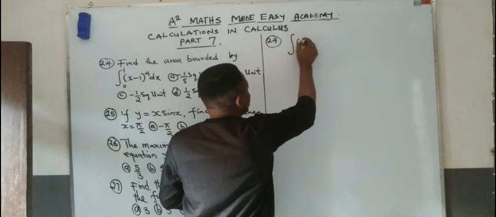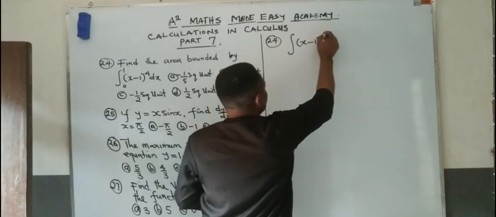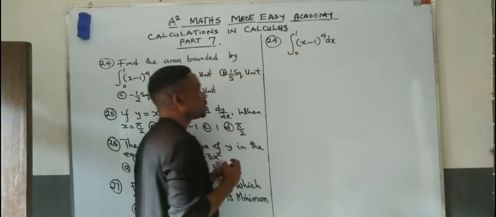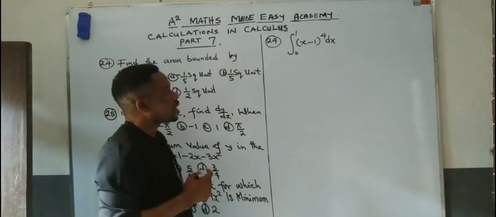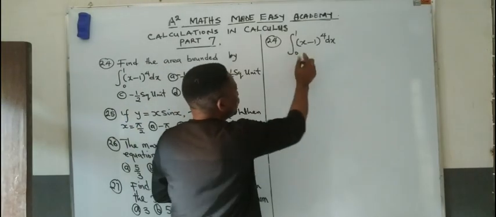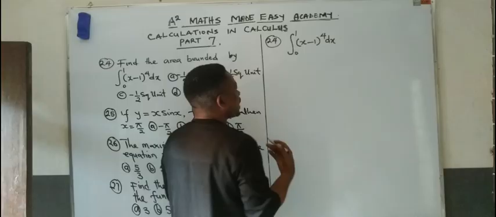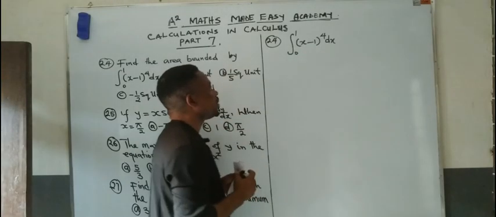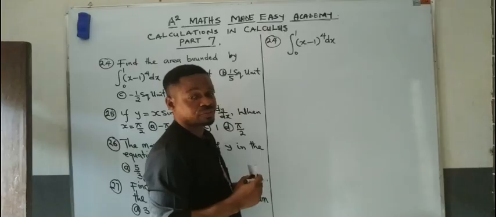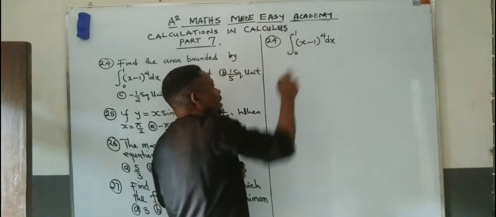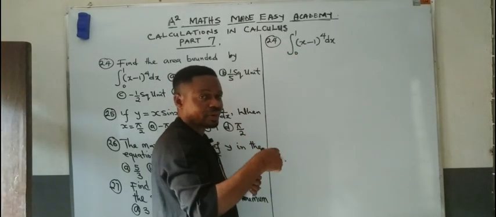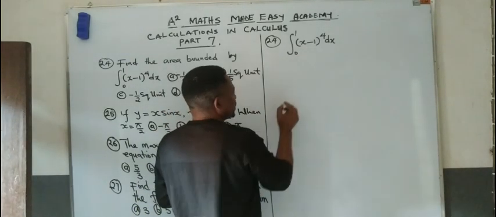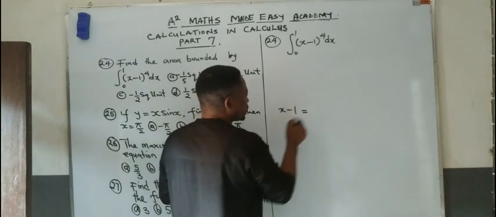The question says the integral of (x minus 1) raised to the power of 4 dx bounded by 1 and 0. I want to use the shortcut. First of all, I will differentiate the expression inside the bracket. After differentiating, if x vanishes, it means that it can go by substitution method. But if x still remains after differentiating inside the bracket, it cannot. Now let's try it. If you differentiate x minus 1, now let's go.